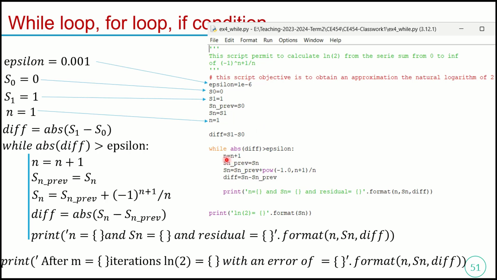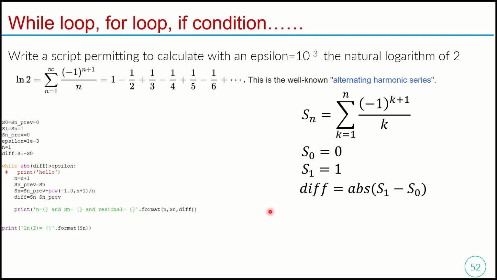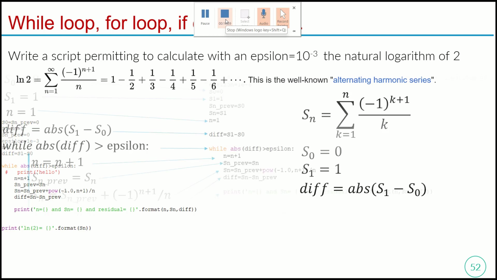So I calculate here the difference, the absolute value, n equal to n plus 1, Sn previous equal to Sn. And here Sn equal to plus minus 1 exponent n plus 1, so I use the function power, divided by n. The difference, absolute value, printing, and finally the final results. Okay, now this is what we should do.